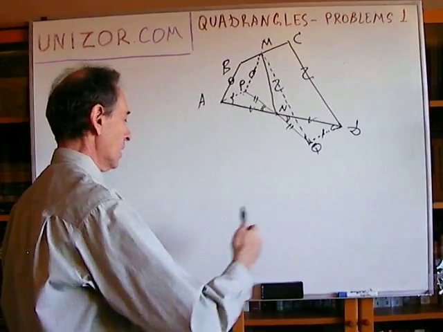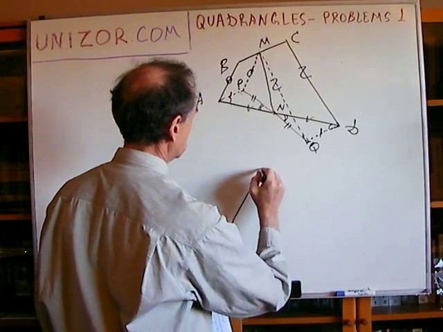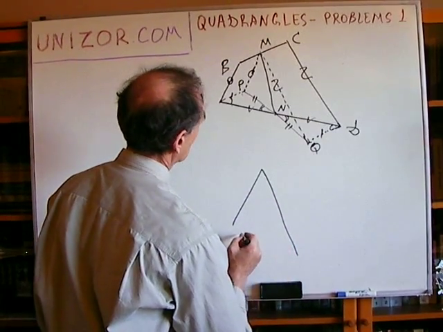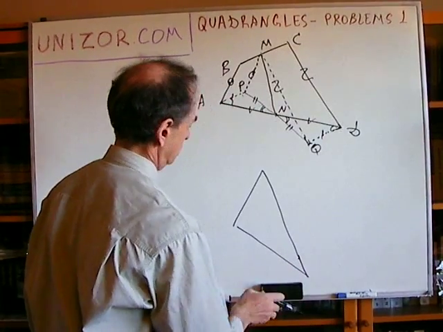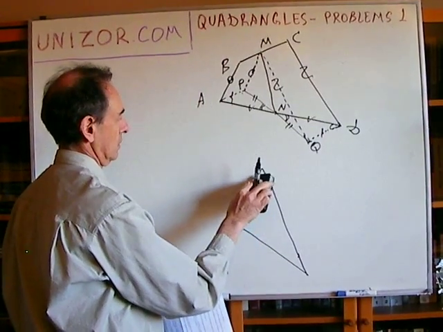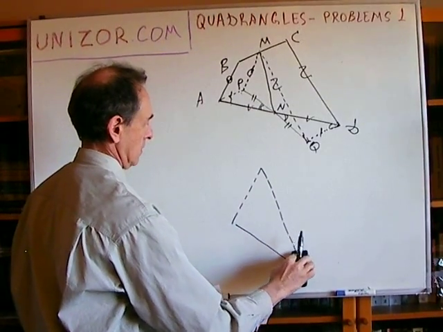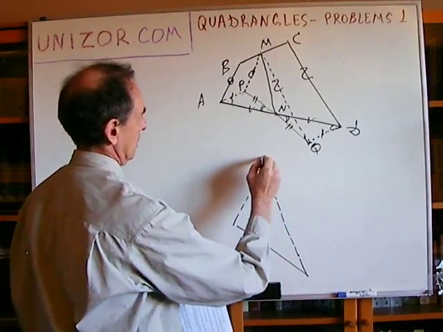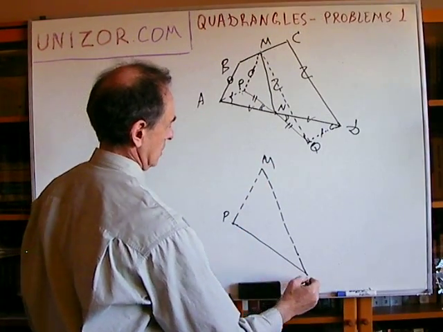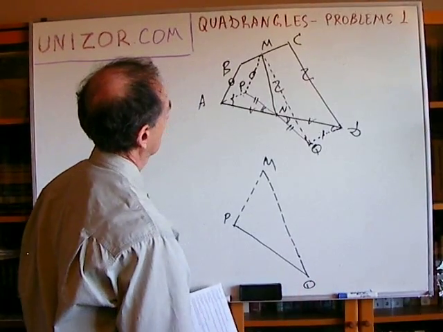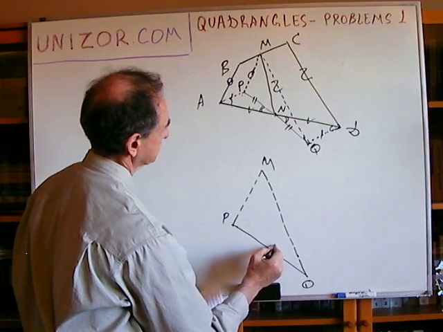Alright, so now going backwards, real construction. So knowing the PMQ triangle, we build it. It's M, PQ. Divided by half, that's point N.